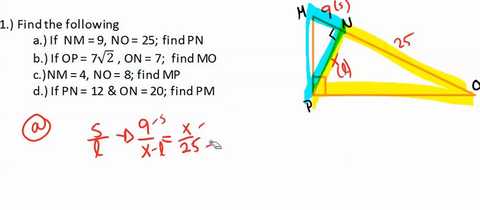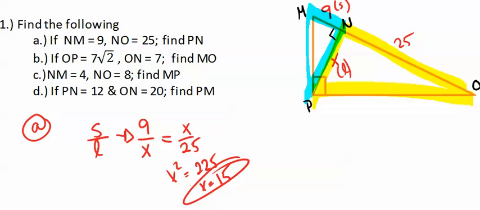You'll do some cross multiplication. X squared equals 225. And if you take the square root, it's plus or minus 15. But since the length can't be negative, we have 15.